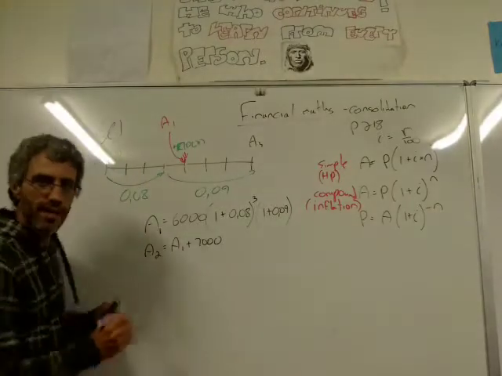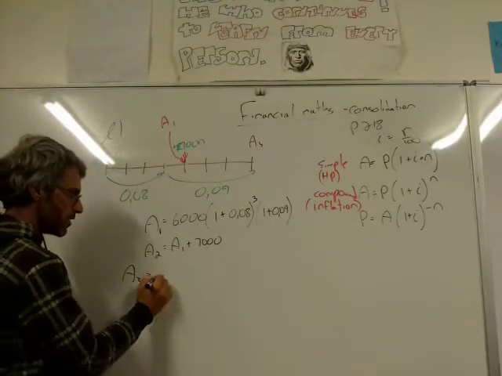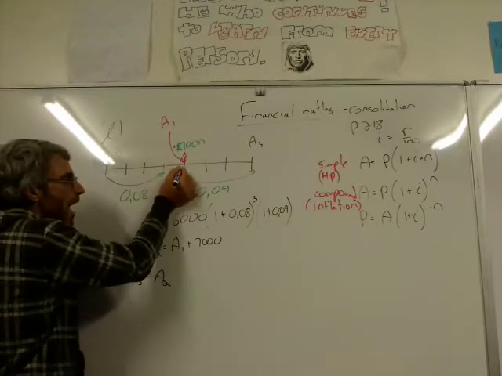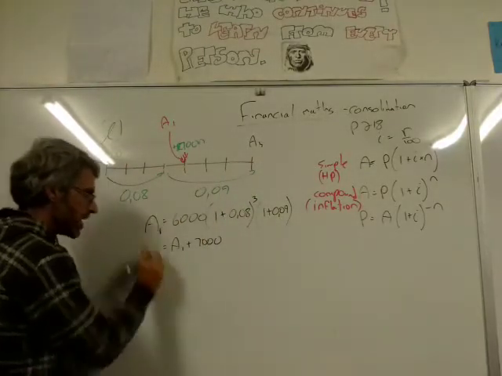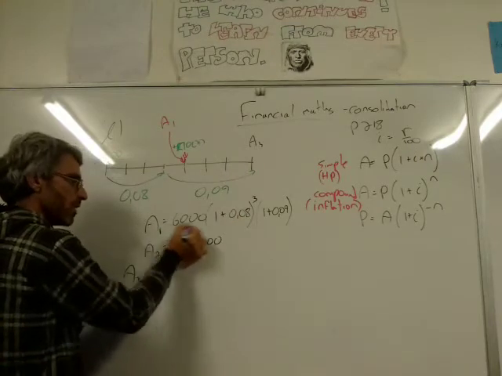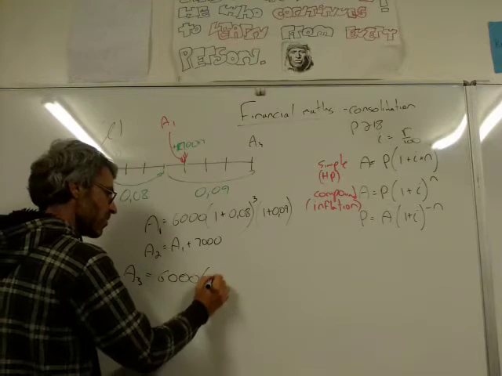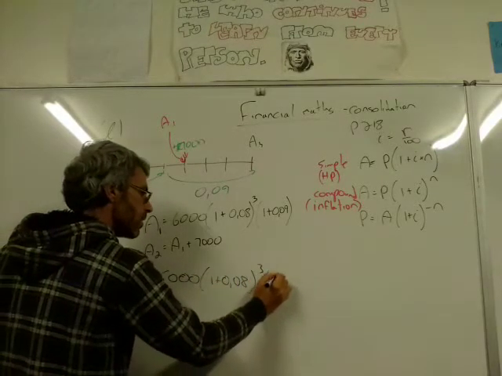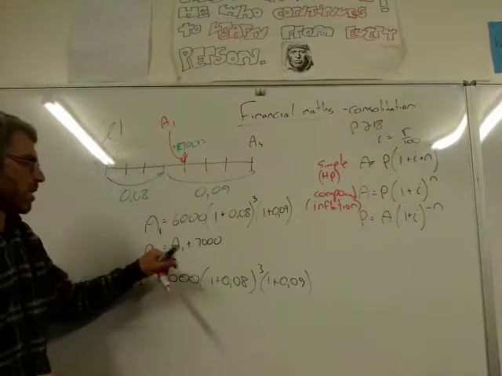So this is really what I'm interested in. If I stand here, you'll see it. A3 is going to be A2, which I then have to grow over 3 years at 9%. So instead of writing A2, let's write down the whole of A2. So it's going to be A1, and instead of A1, I've got to write all that bit: 6,000(1 + 0.08)^3(1 + 0.09). That's A1.